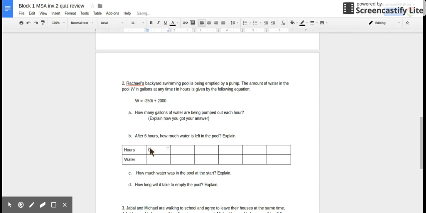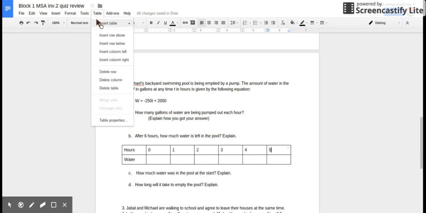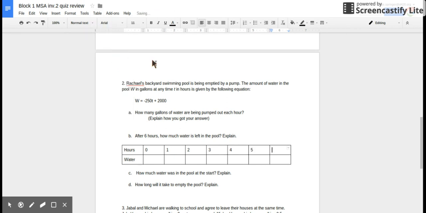So you want to start out with 0, 1, 2, 3, 4, 5. And how about we add another one for 6? So at 0 hours, if we put 0 into our t, 0 times negative 250 is just 0, and we're left with 2,000. So at 0 hours, we have 2,000 gallons of water that's still in the pool.